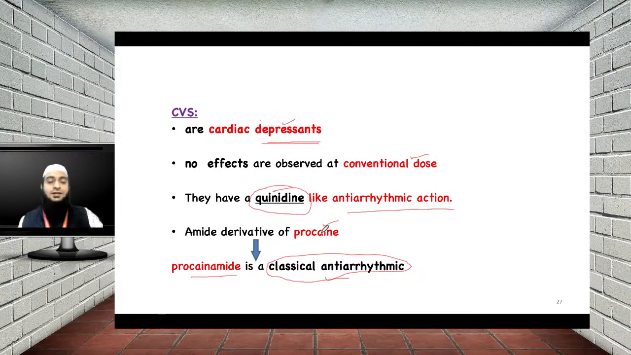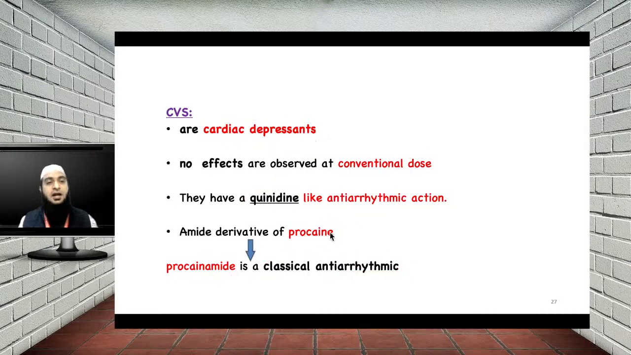But all local anesthetics are not used as antiarrhythmics. Only procainamide, which is the amide derivative of procaine, can be used as a classical antiarrhythmic drug. So this is the action on the cardiovascular system.